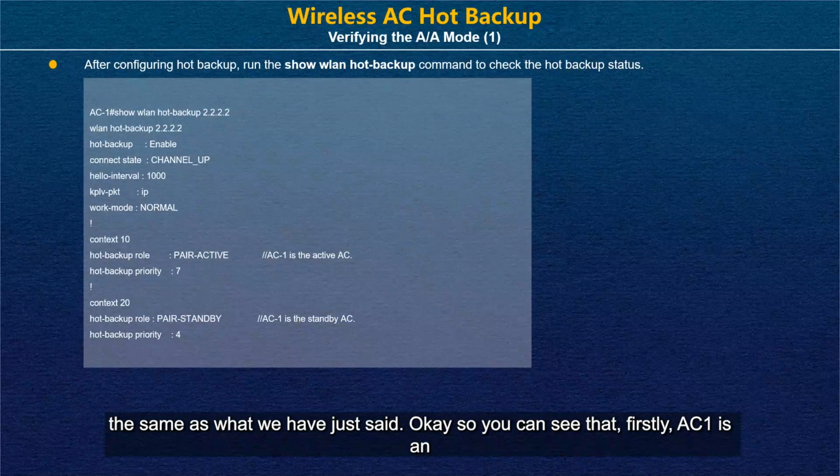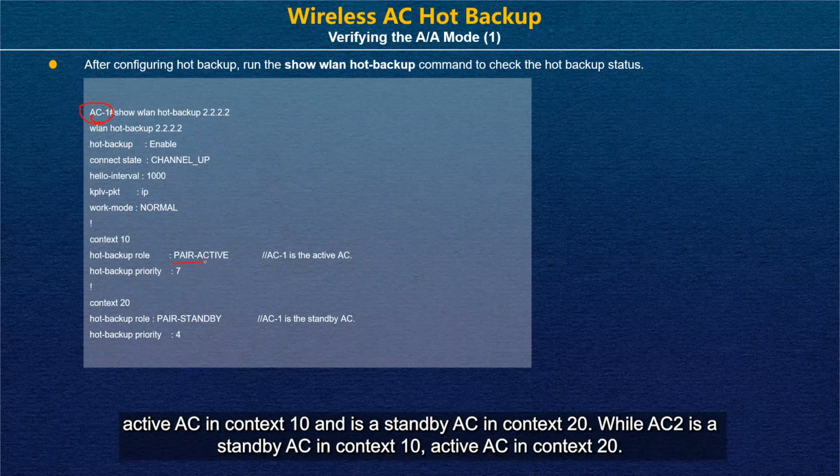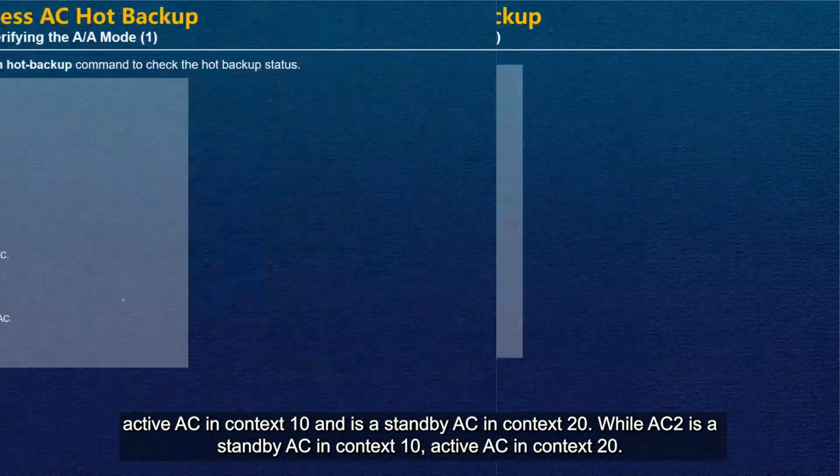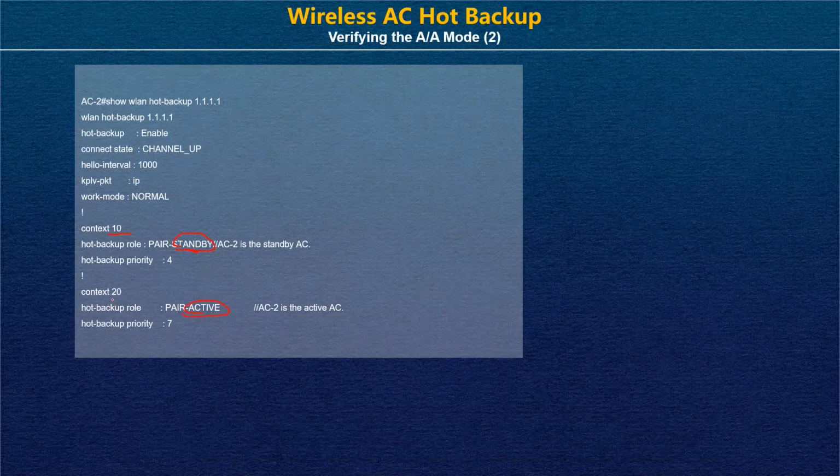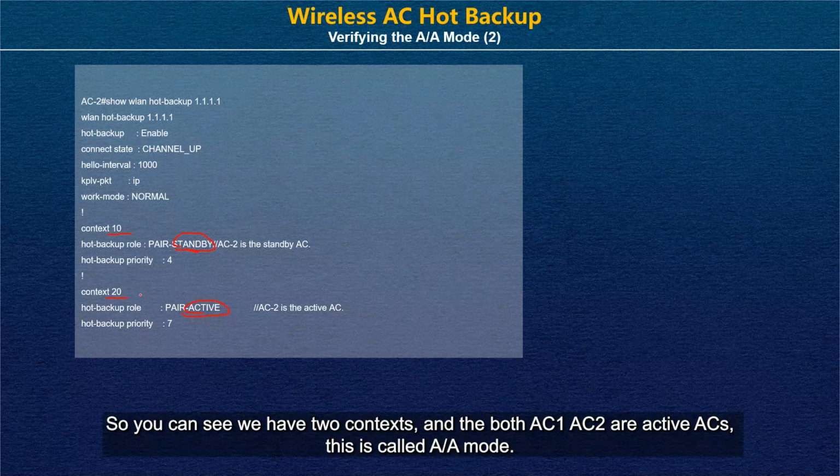Okay, so you can see that firstly, AC1 is the active AC in context 10 and is a standby AC in context 20, while AC2 is the standby AC in context 10, active AC in context 20. So you can see we have two contexts, and both AC1 and AC2 are active ACs. This is called AA mode.